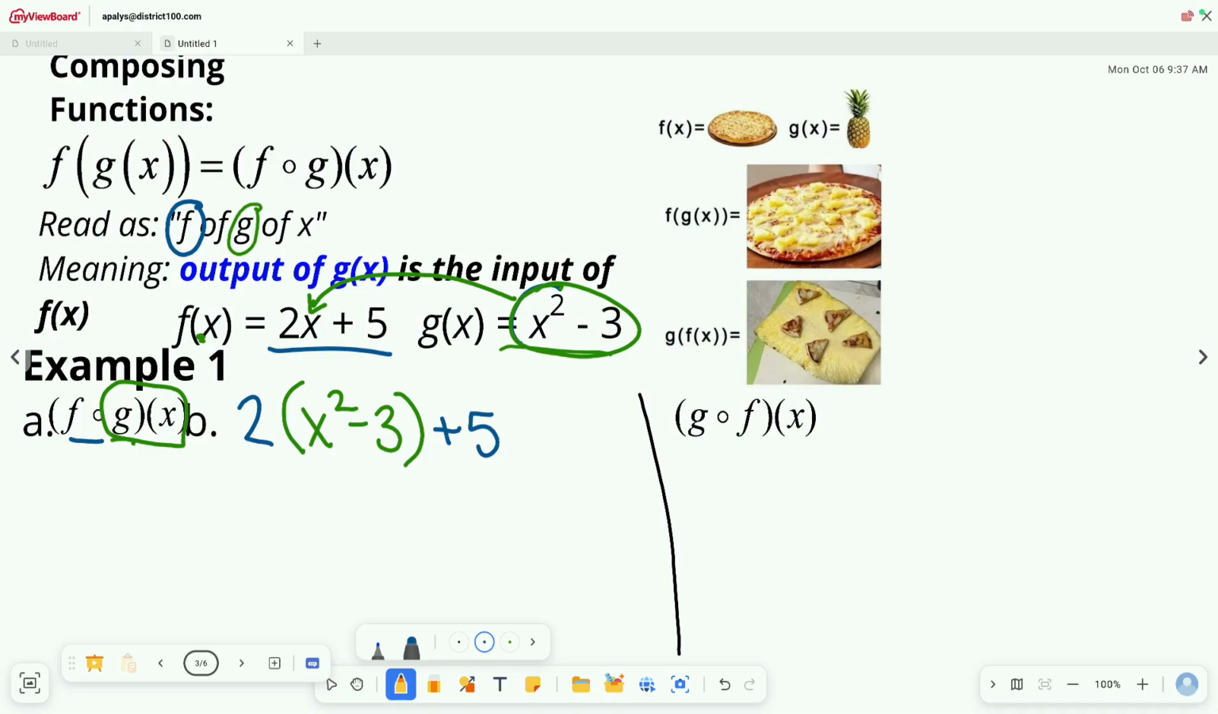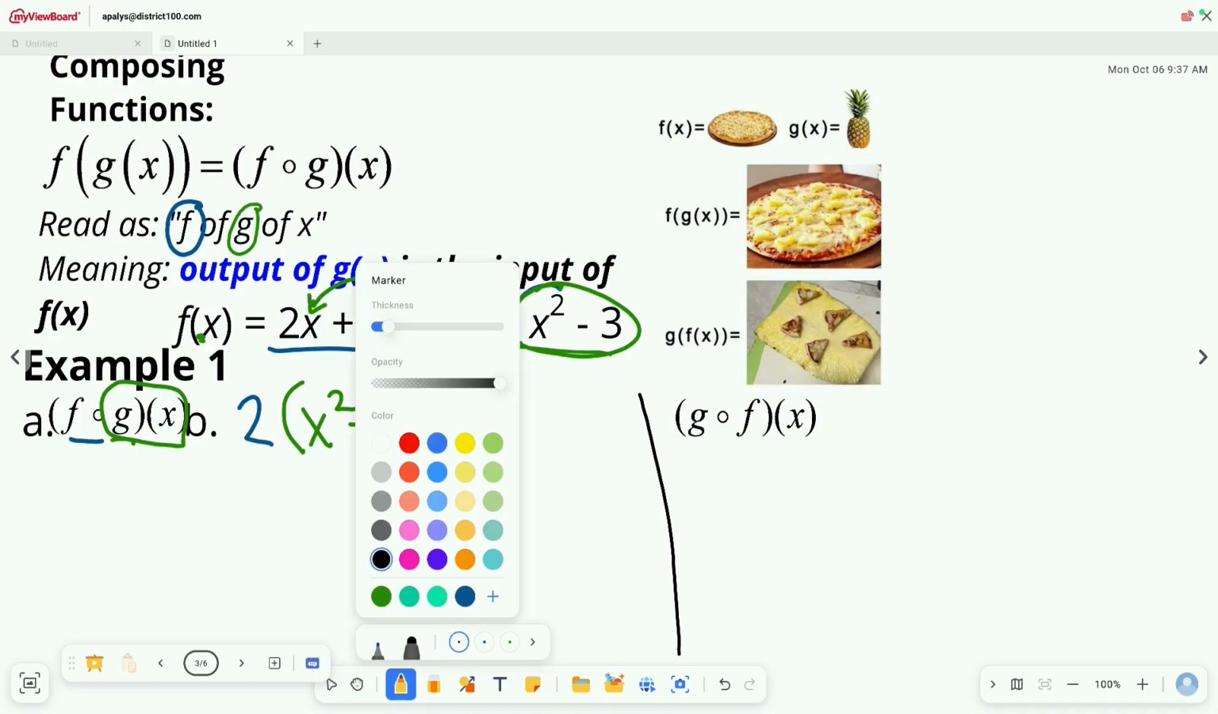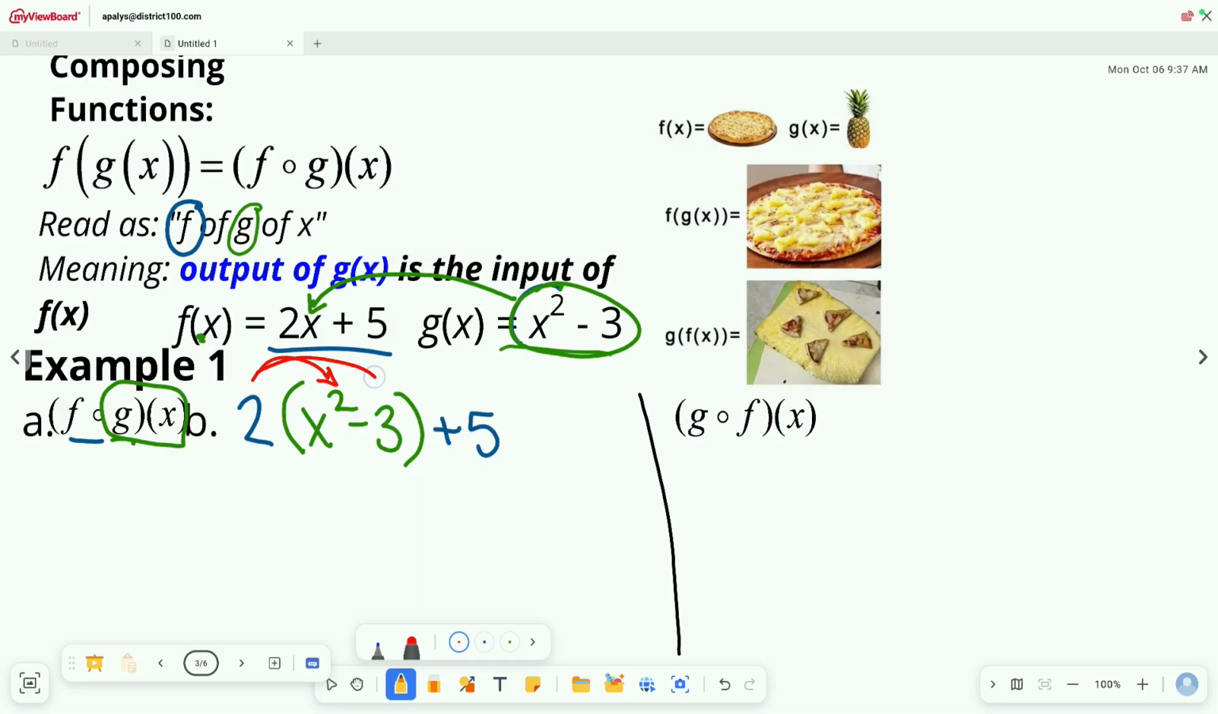So now we just have to get rid of the parentheses and combine like terms if there are like terms to combine. So if we have a number outside a parenthesis, we distribute it in. 2 times x squared is 2x squared. 2 times negative 3, negative 6. And then we have the plus 5.